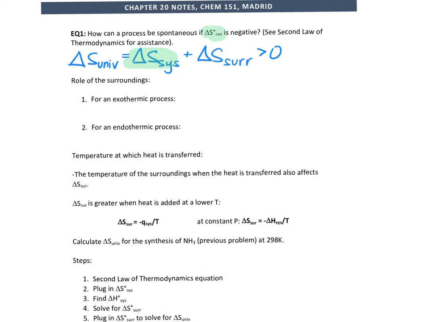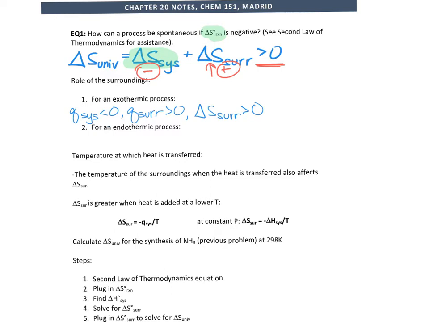So let's say this number right here, this delta S of the system, which again is delta S of the reaction. This is just a more specific term for delta S of the system. Let's say this is a negative number. How is the sum of these two still greater than 0? Well, this just has to be a larger positive number. So that means the surroundings play a large part in determining whether or not a reaction is going to be a spontaneous process or not. So that's what we're going to explore now.